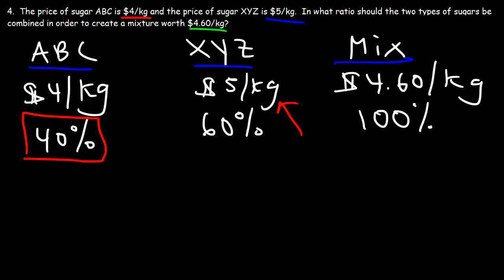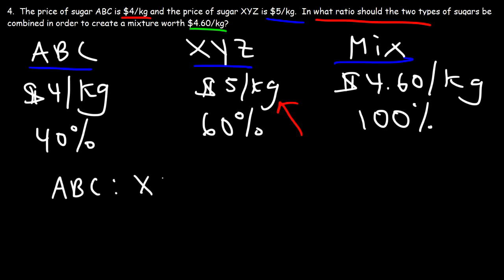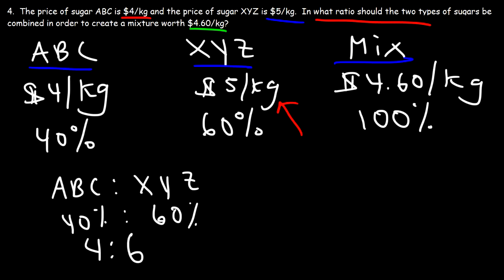Now, how can we take these values and turn it into the answer that we're looking for? Because we're looking for the ratio in which the two types of sugars should be combined. So what is the ratio between the quantity of sugar ABC and sugar XYZ? The quantity of ABC is 40%, and the quantity for sugar XYZ is 60%. So we could ignore the percentages. If we get rid of the 0, we have the ratio 4 to 6, and we could divide both numbers by 2. And so the ratio becomes 2 to 3.